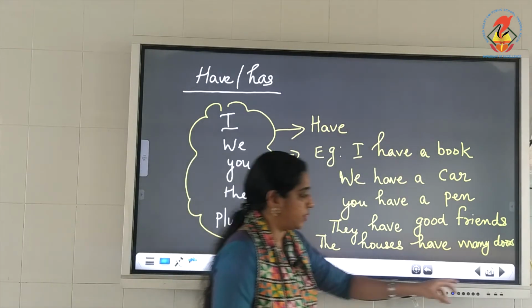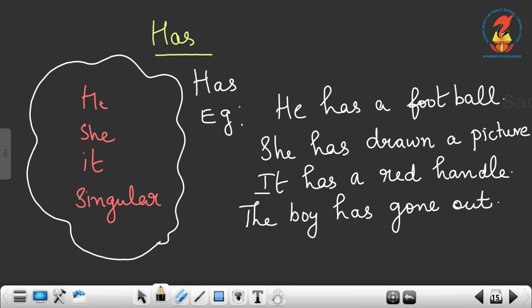Okay, now the next one, has. With which pronouns are you supposed to use has? Listen here: he, she, it and all singulars, you have to use has. He, she, it and all singular. Singular means one thing.